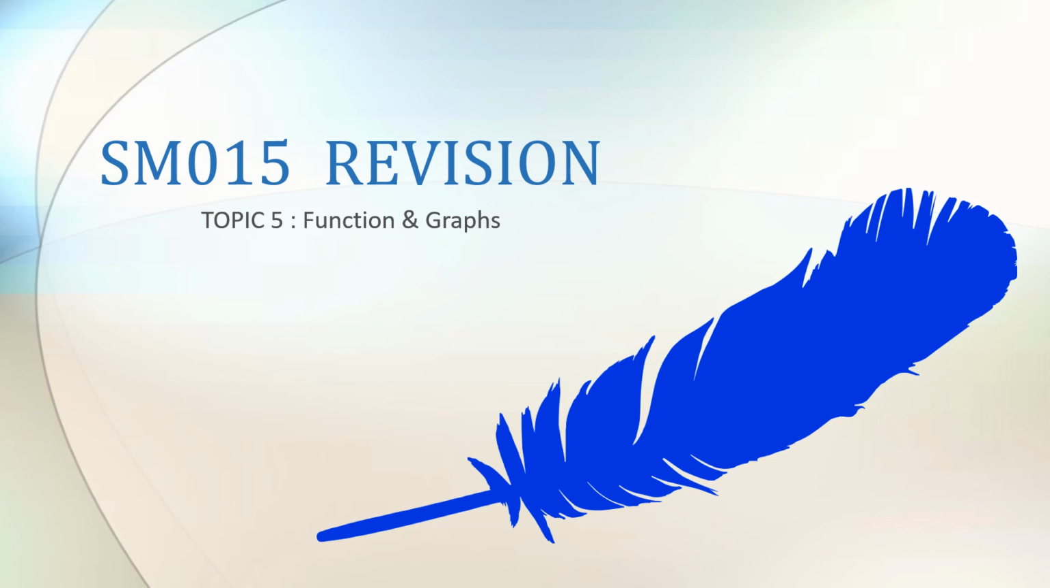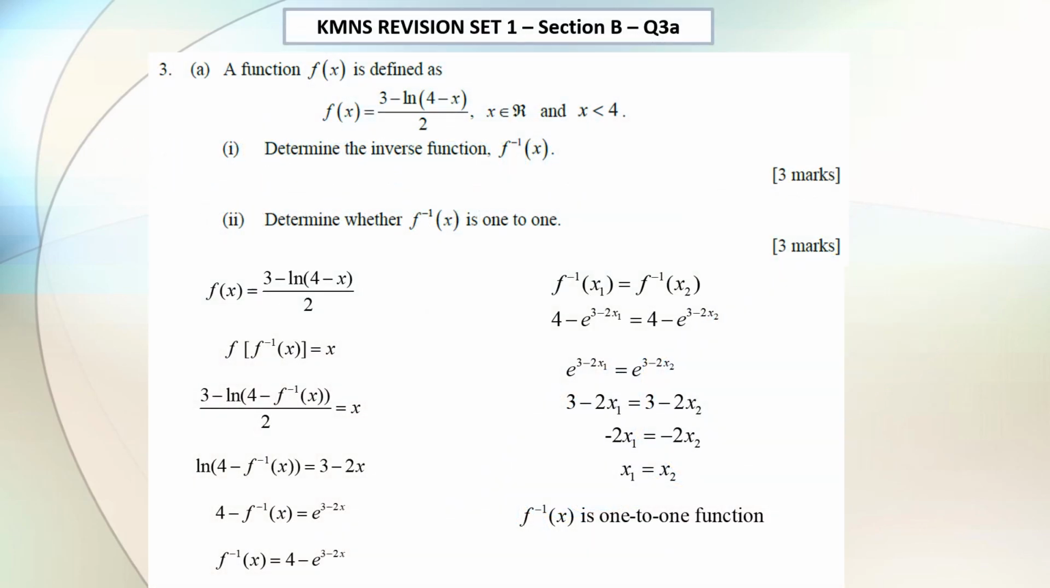So we move on to the next revision, topic 5, functions and graph. As you can see in the revision set 1, 2 and 3, the function and graph question were asked in question 3 and 4, section B. For revision set 1, question 3A, given the function to you, the first question asks you to determine the inverse function.